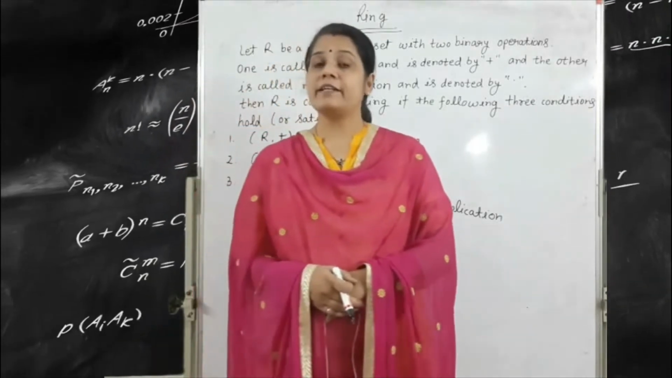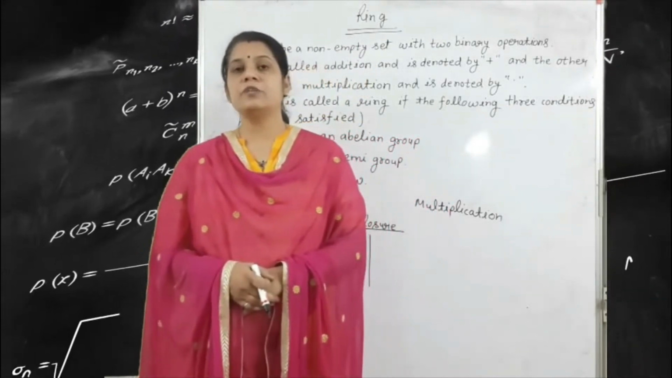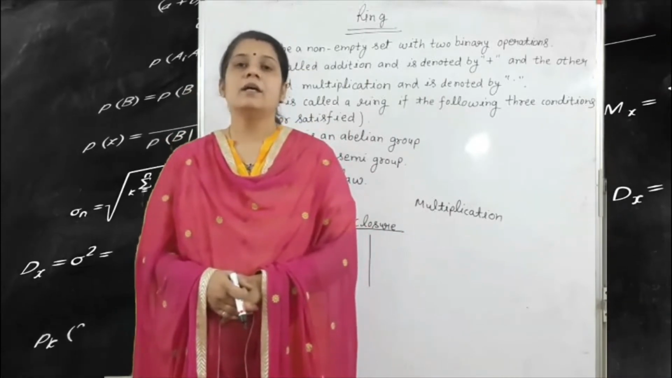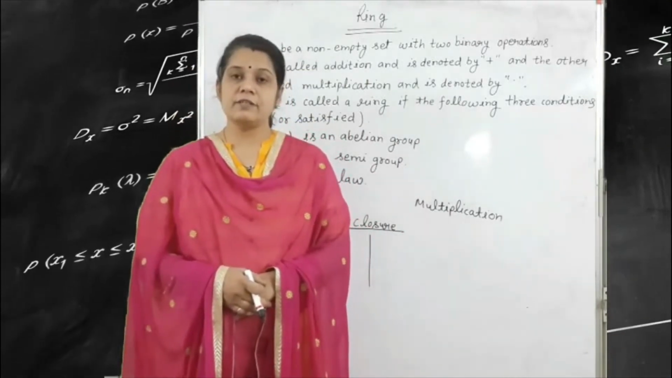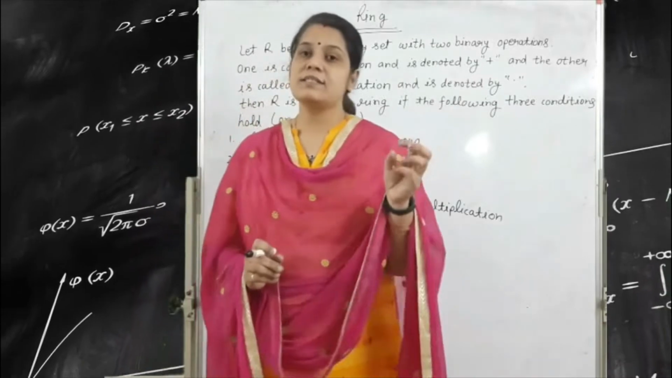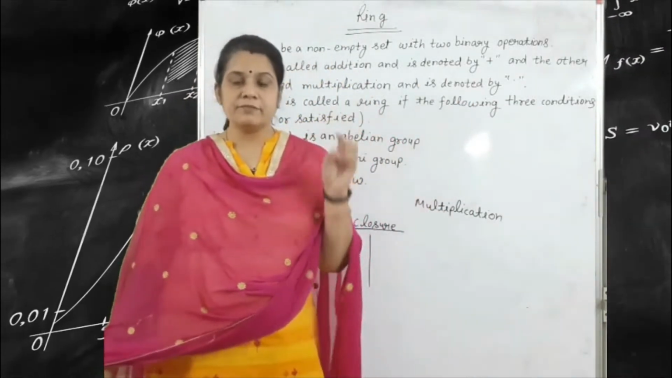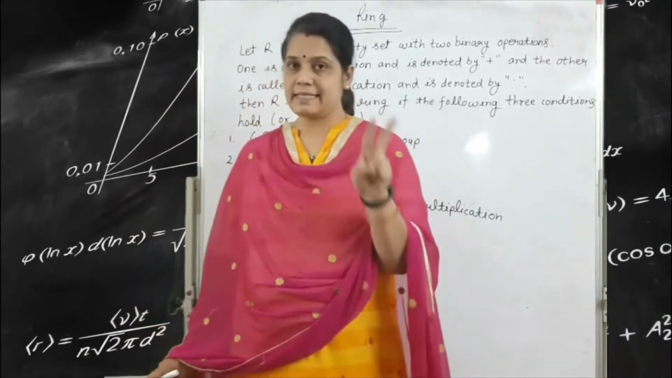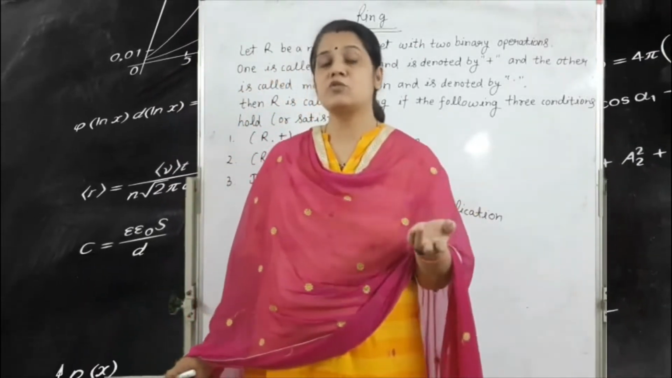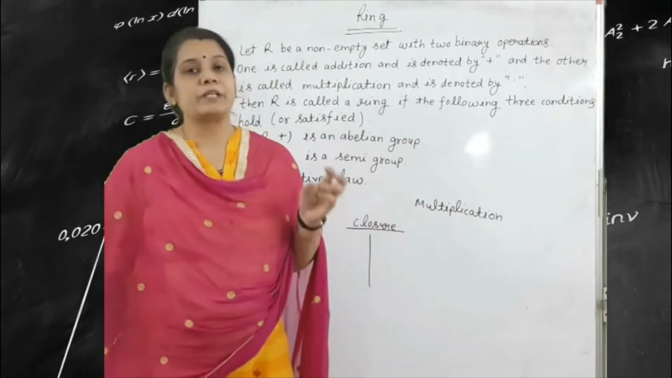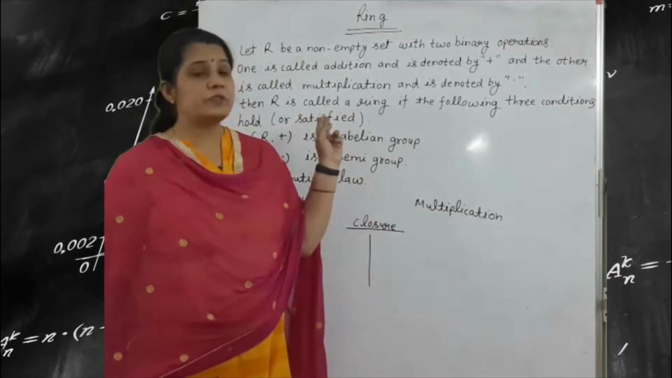For finding the group and the abelian group, we have already seen only one set and one operator. For mapping, we use two sets and two operators, that means two groups G and G dash and the operator star. So our today's topic is ring.